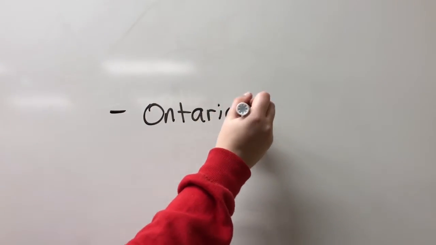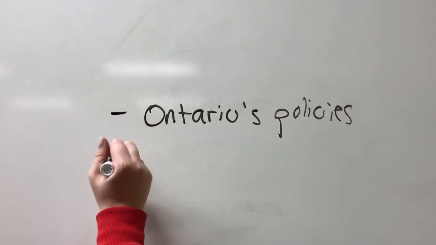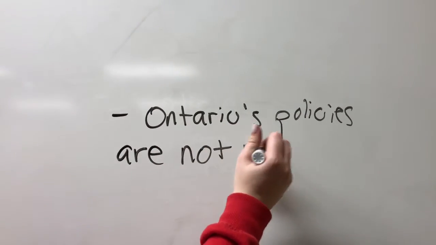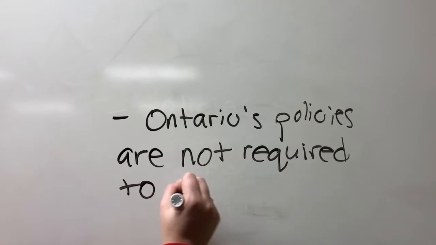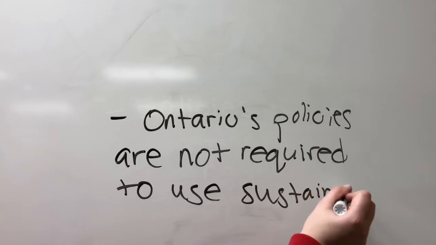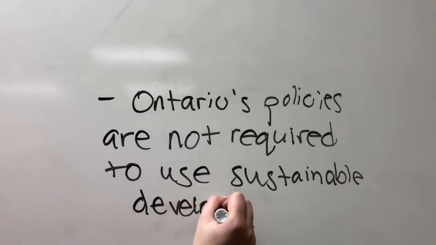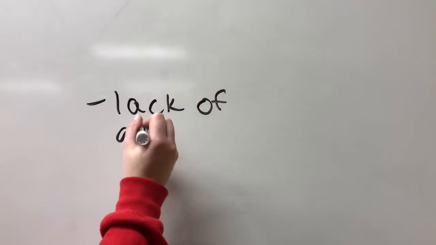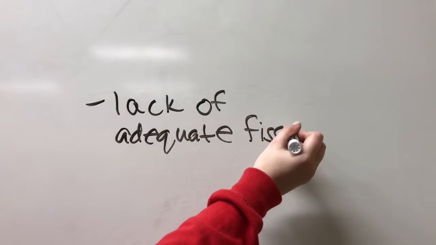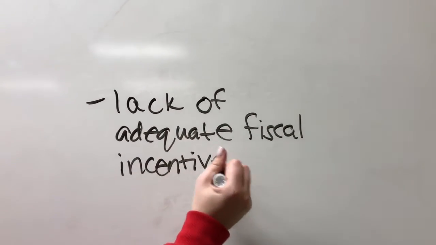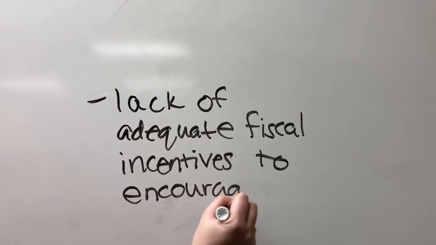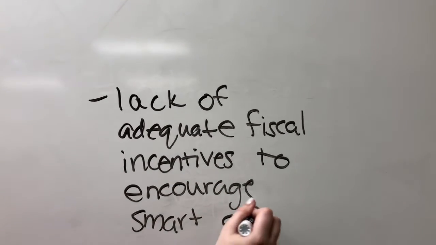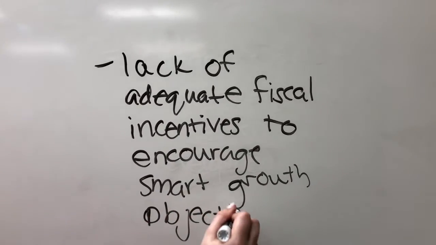Urban planning policies in Ontario do not require or encourage municipalities to develop sustainable energy plans, targets, or policies. Municipalities and developers lack adequate fiscal incentives or options that make it financially preferable to choose smart growth objectives over sprawl. This case study provides important insight into how planning policy can be improved to reduce the impacts of urban sprawl and build more sustainable cities.